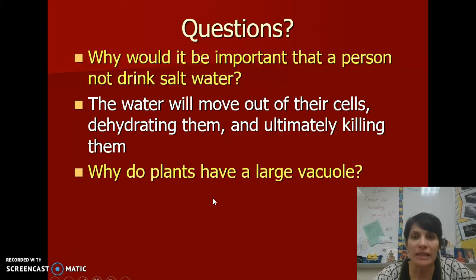next up, plants. We learned earlier that a major difference between plant and animal cells is that plants have a large vacuole. So why do they have a large vacuole? Think about it in terms of water. What does the vacuole store? If you said the vacuole stores water, you are correct. The vacuole does store water.